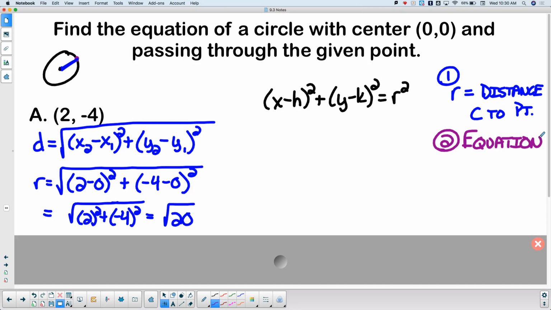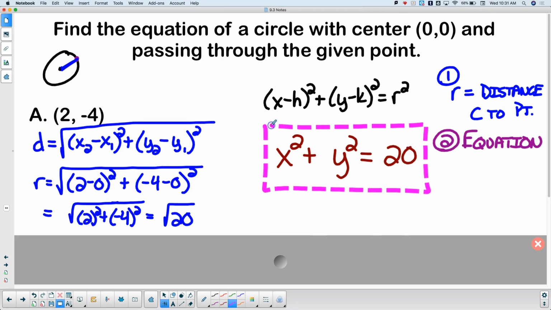Okay? So now I can use the equation. x minus 0 is just x squared. y minus 0 is just y squared. And the square root of 20 squared is just 20. So the equation of my circle is x squared plus y squared equals 20. Okay?